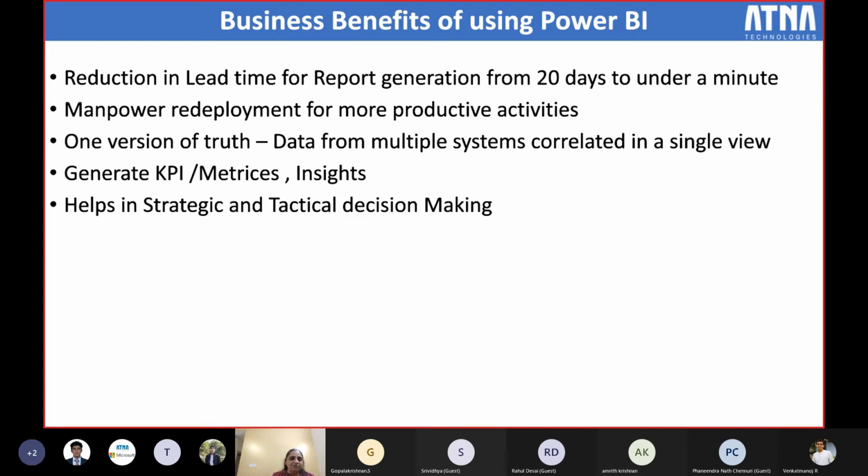And also because we have consolidated all of them in one place, either you're consolidating them in a data warehouse model, or you're consolidating them directly in Power BI, you have one version of truth. Which means there is no constant problem that we face when you have multiple systems, which is, which data is right when you have multiple systems which are not correlated. But that is solved with this.